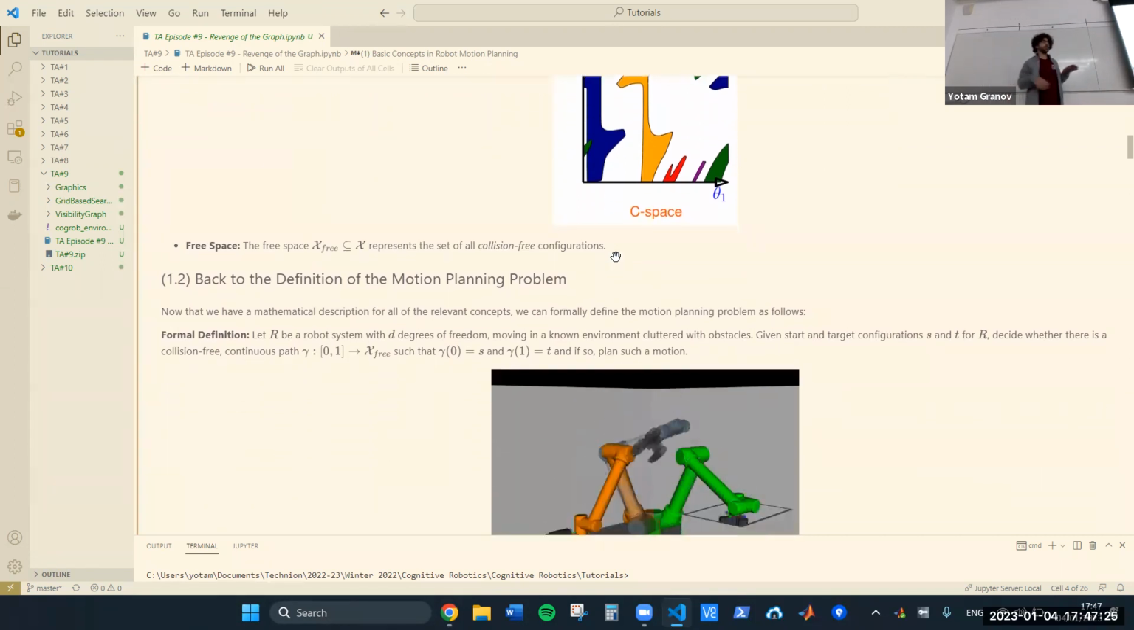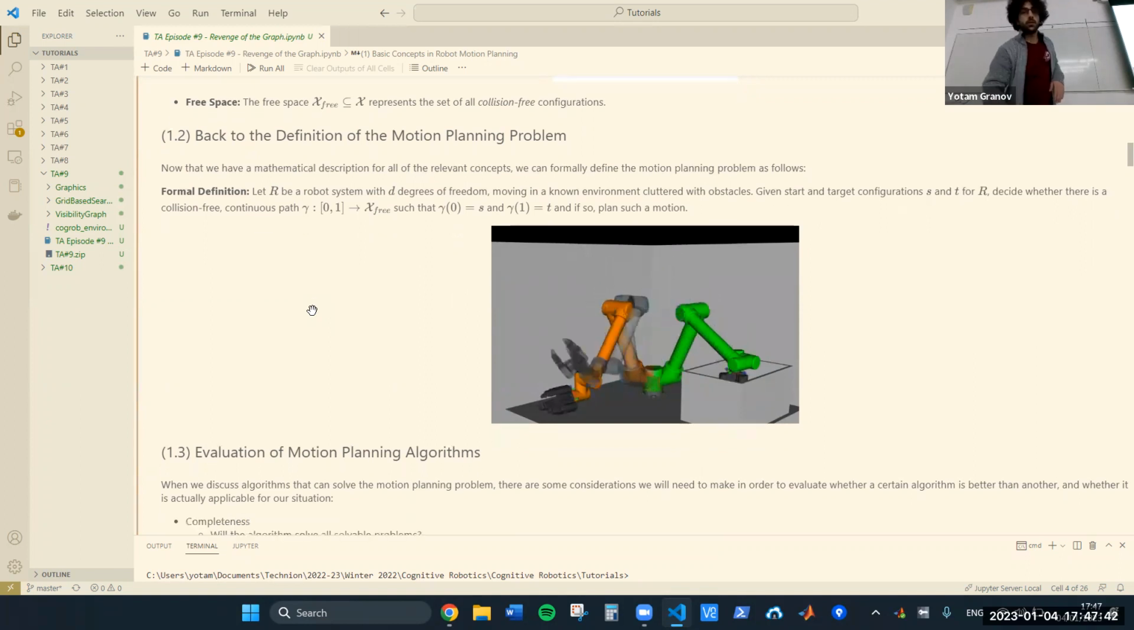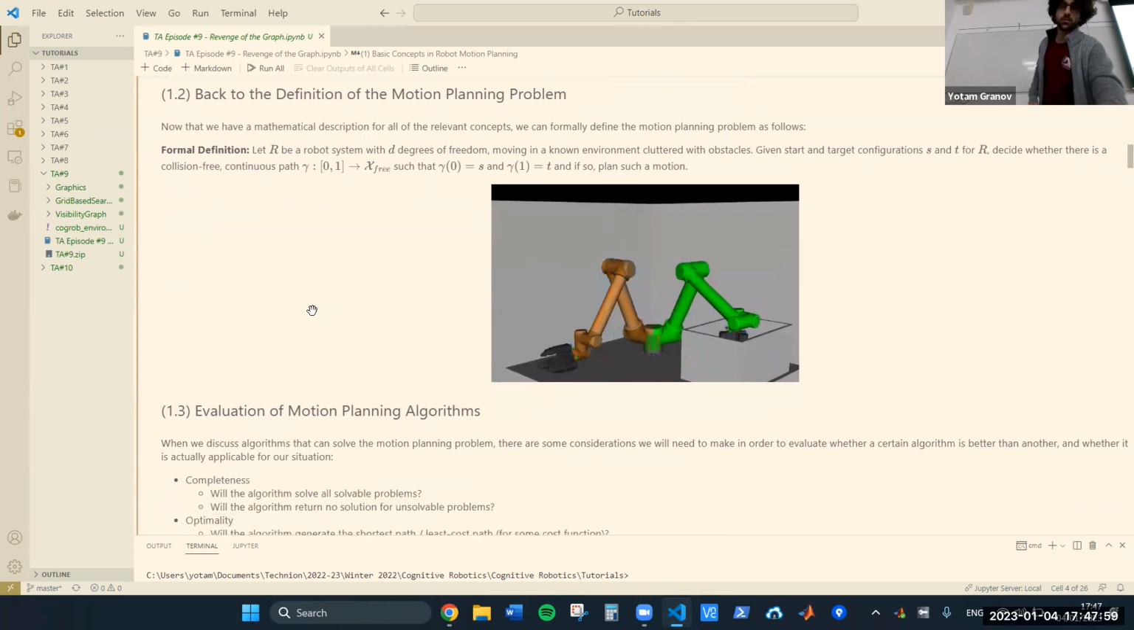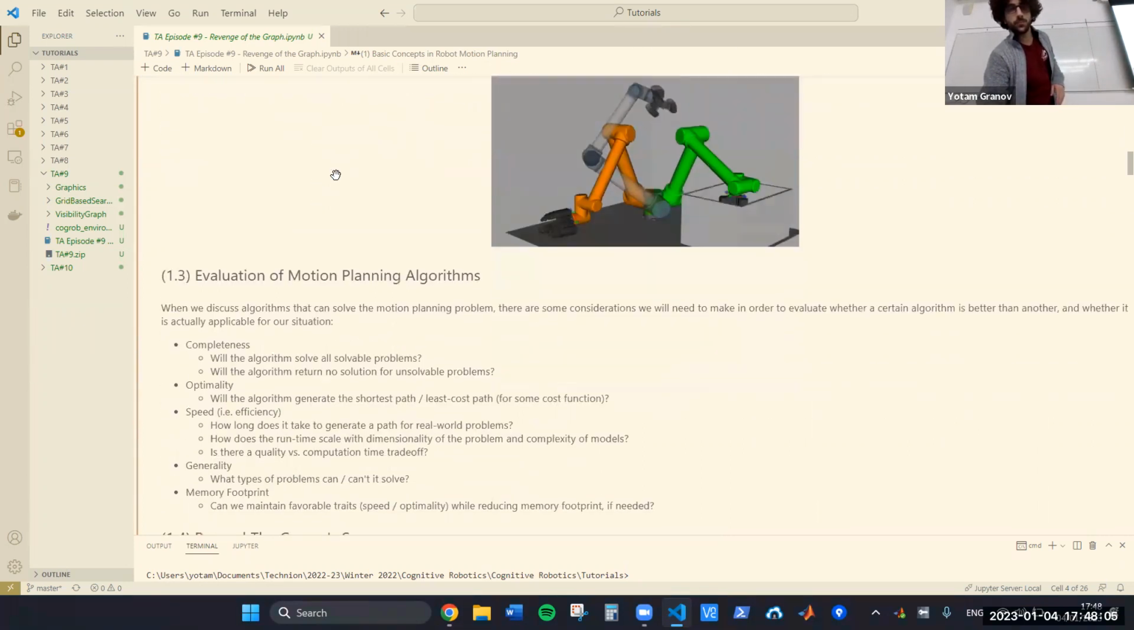With these mathematical concepts in mind, we can now give a formal definition to the robot motion planning problem. So we have a robotic system with d degrees of freedom, moving in a known environment. We're only going to discuss known environments today, no uncertainty. And this environment, of course, has obstacles. We know that we have the robot starting at some point S, we want to get it to some target point T, and we need to decide whether there's a collision-free path that's continuous between points S and T. So that's the formal definition. This path, of course, has to be in the free space only, because it has to be collision-free.